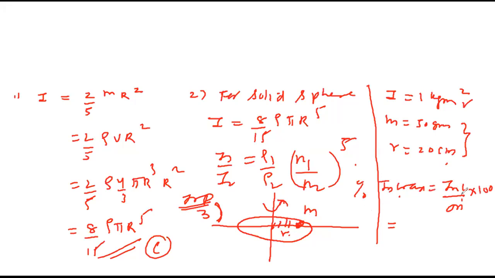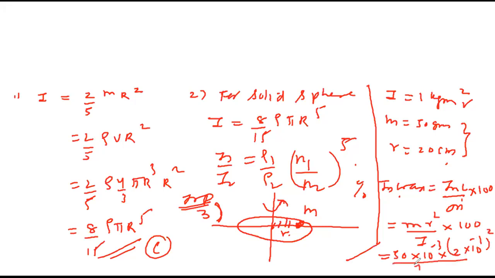Percentage increase is increase upon original into 100. Increase is due to mass, m r square. Original is I, into 100. Mass 50 gram, convert into kilogram. R is 20 centimeter, so 2 into 10 raised to -1 meter, square. And I is 1, into 100. Just write this formula.